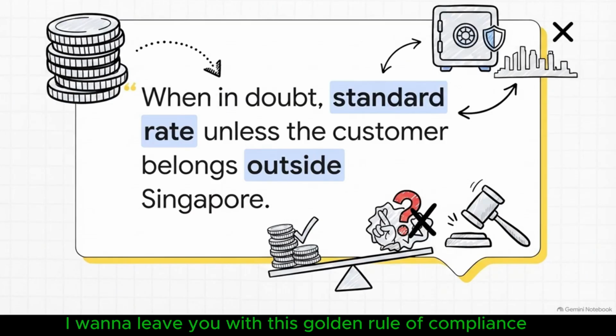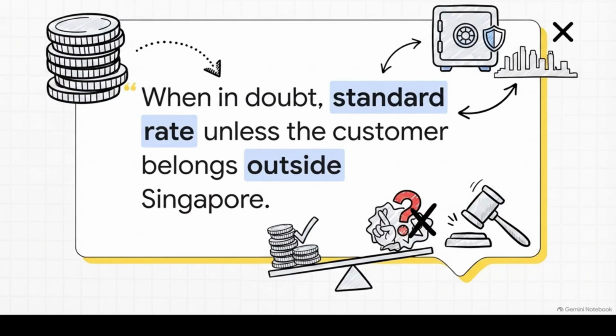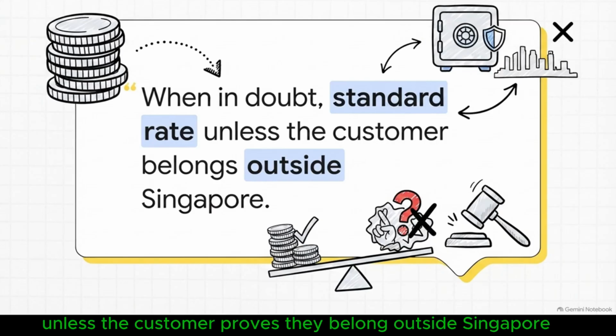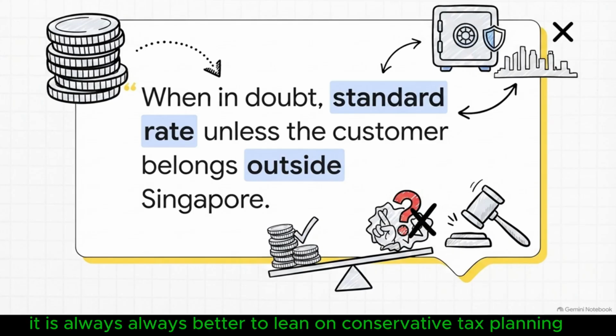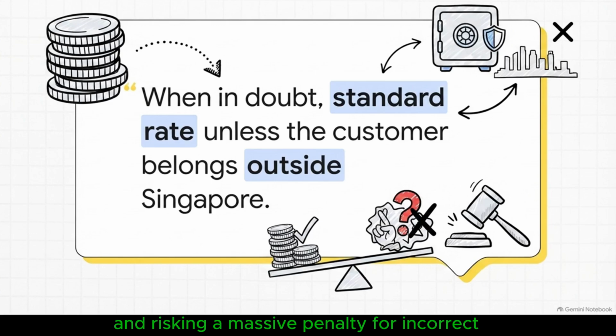Before we wrap up, I want to leave you with this golden rule of compliance, straight from the source material. When in doubt, standard rate your supplies, unless the customer proves they belong outside Singapore. It is always, always better to lean on conservative tax planning rather than crossing your fingers and risking a massive penalty for incorrect zero rating.